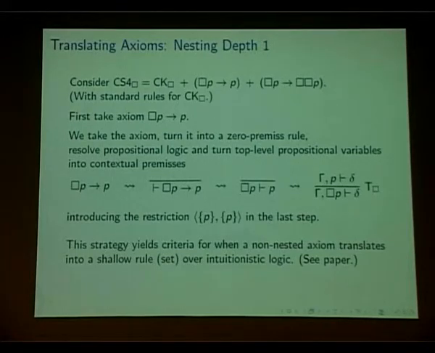Okay, a second remark: if you work over classical propositional logic, then you can always break up the propositional connectives. So you get the result that every non-nested axiom can be translated into a sequent rule.